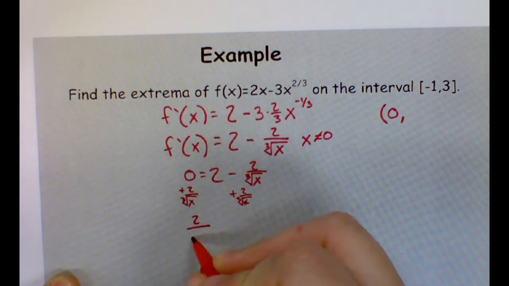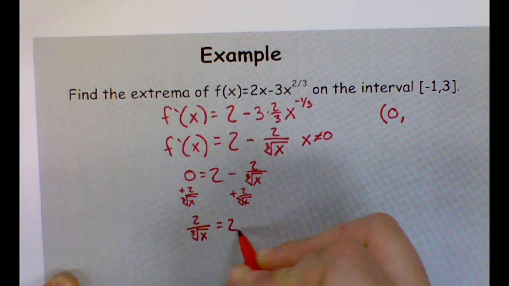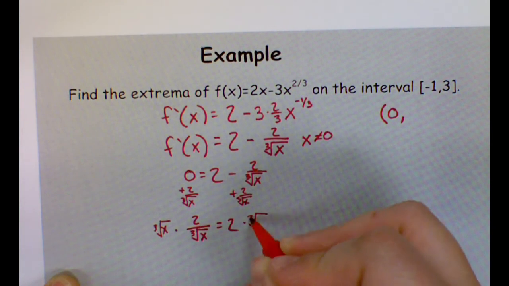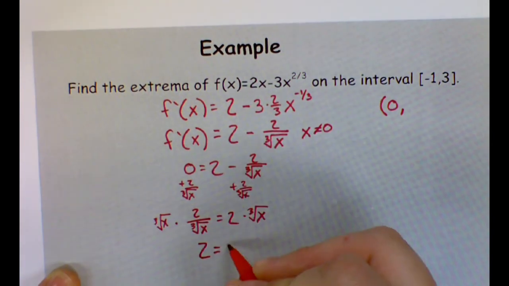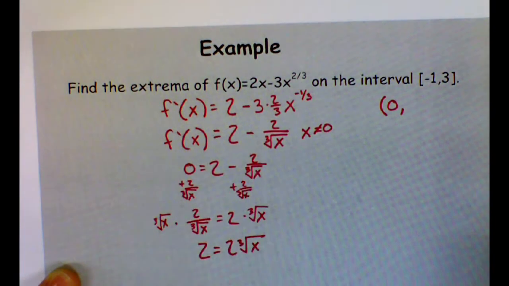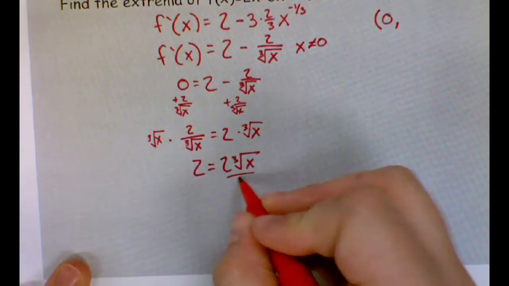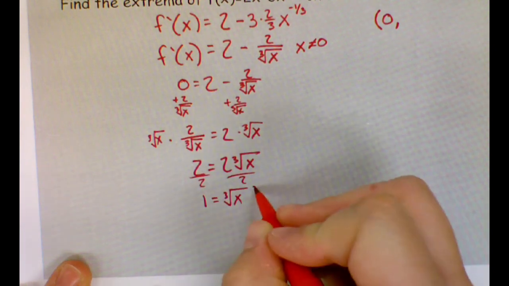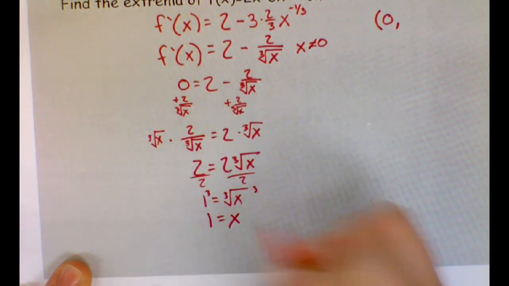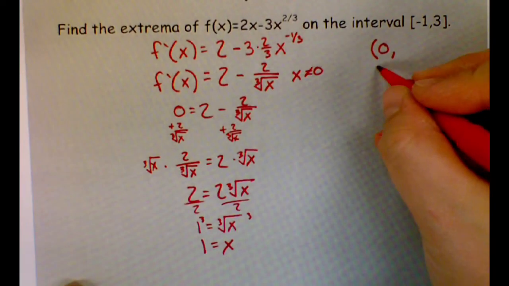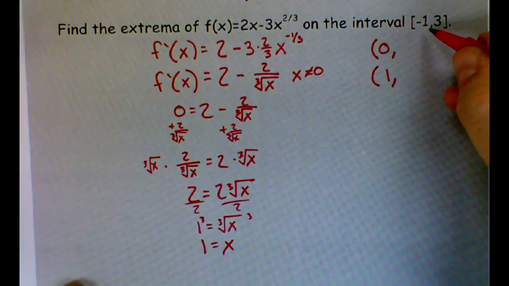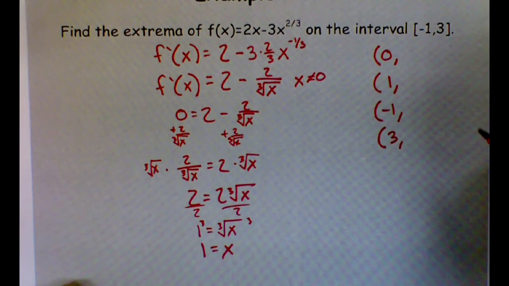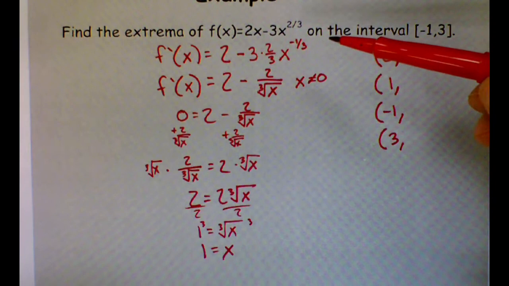I now have 2 over the cube root of x equals 2. Then I'm going to multiply the cube root of x to the other side, because now I have 2 equals 2 cube root of x. I divide by 2. 1 equals the cube root of x. I cube. I get 1 equals x. So my next critical number is 1. And then remember, we always have to test those endpoints, -1 and 3. Plug each value into the original function.